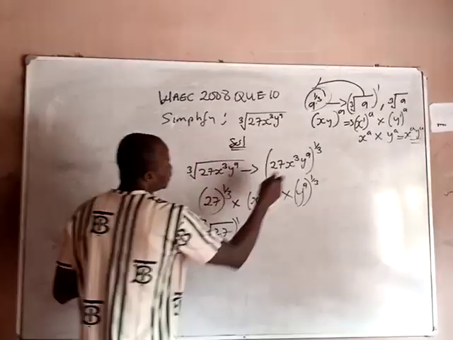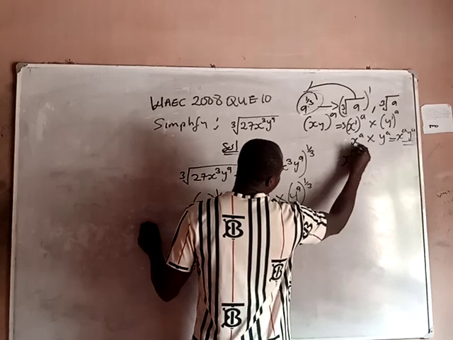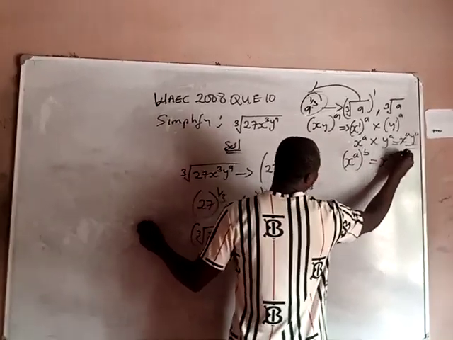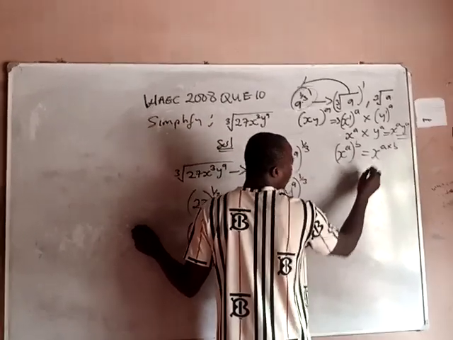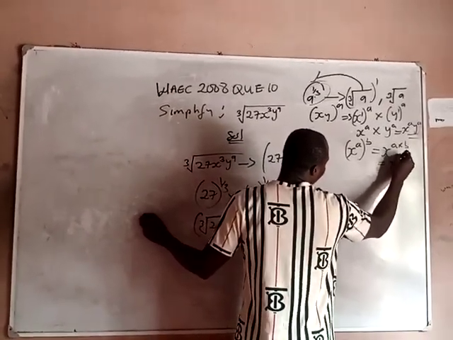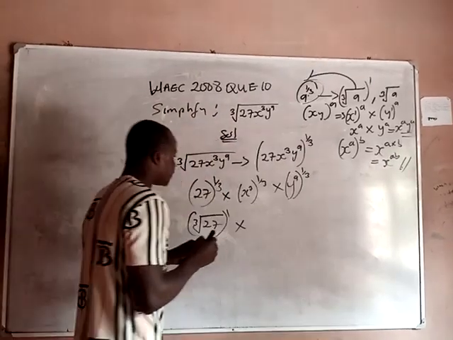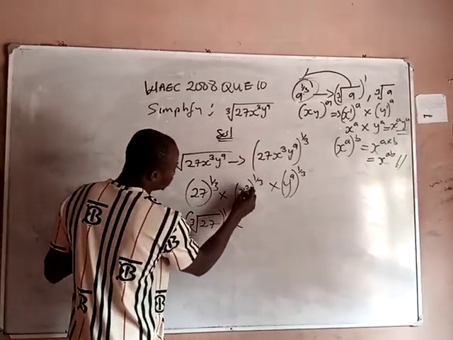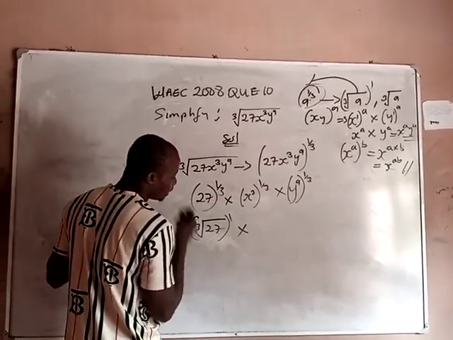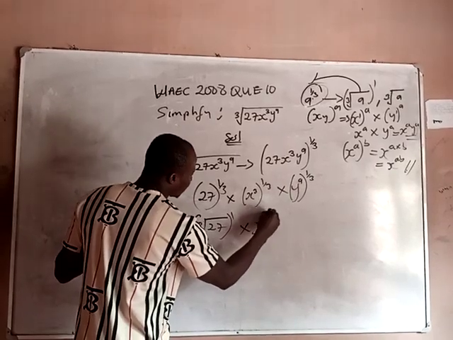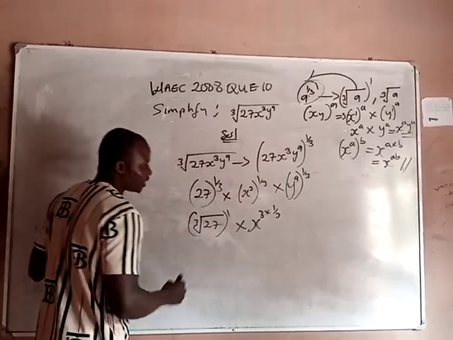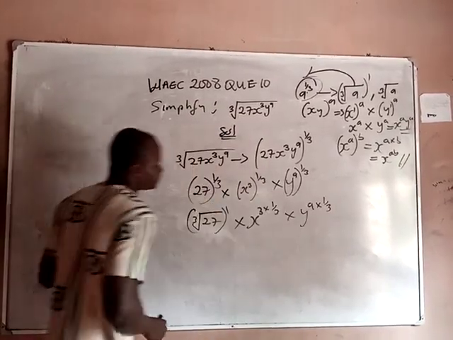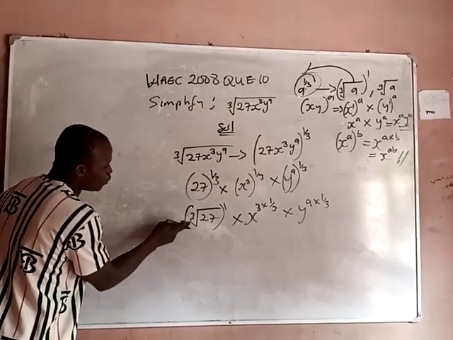The power law says that when you have s raised to the power a, all raised to the power b, it returns s raised to the power of a times b, the inner power times the outer power. So this is what we are going to have. Now we apply it here also: x to the power 3 times 1 over 3, and y to the power 9 times 1 over 3. Very simple.